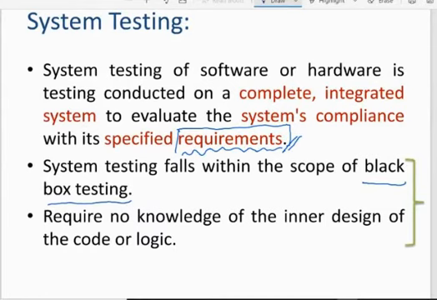That means all the techniques which we studied in black box testing can be applied in order to test the system. Once again, I'm not going into the internals of the system, so I don't need knowledge of the inner design, the code or the logic. I'm only looking at the inputs and outputs now. Obviously, the non-functional requirements as well: your availability, portability, performance, and other stuff.